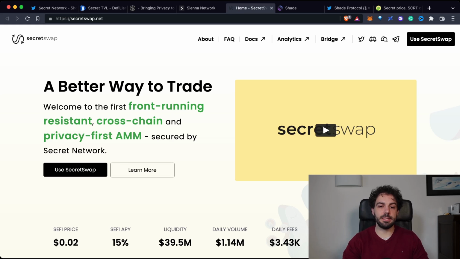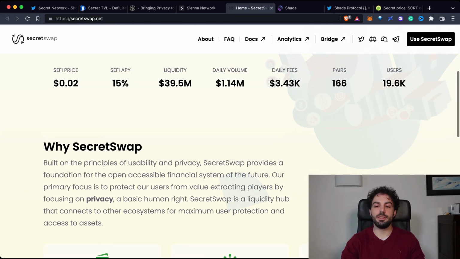Similar to Sienna Network, there is a Secret Swap that is another protocol that is allowing you to do swap and some kind of farm. Remember that in the moment when we are using both of the protocols, we are still talking about protocols that are quite small. As you can see, for example, on Secret Swap, the daily volume is just $1 million and total, the overall liquidity is just 39 million. So we are still talking about something really small.